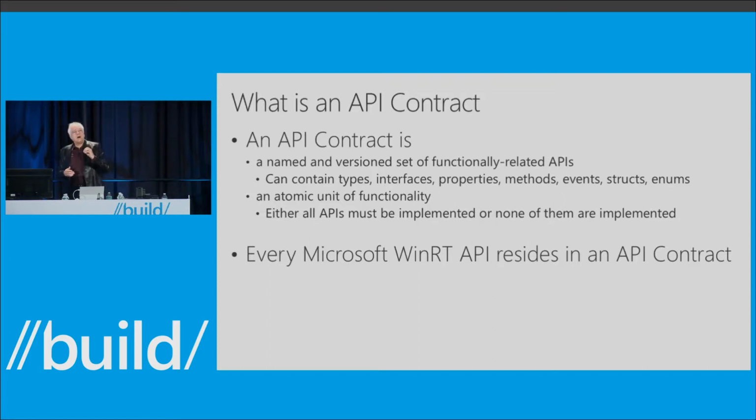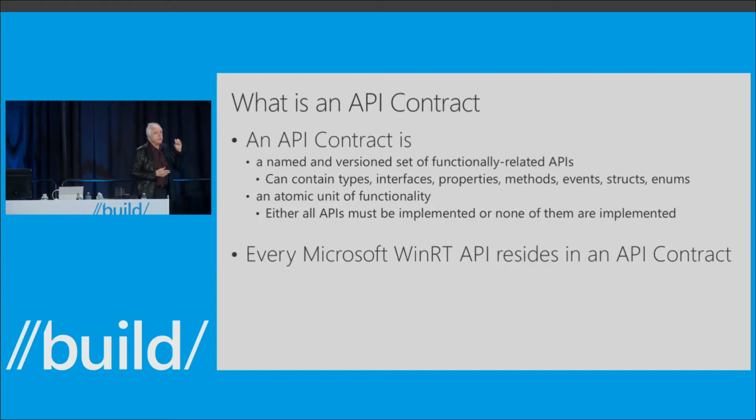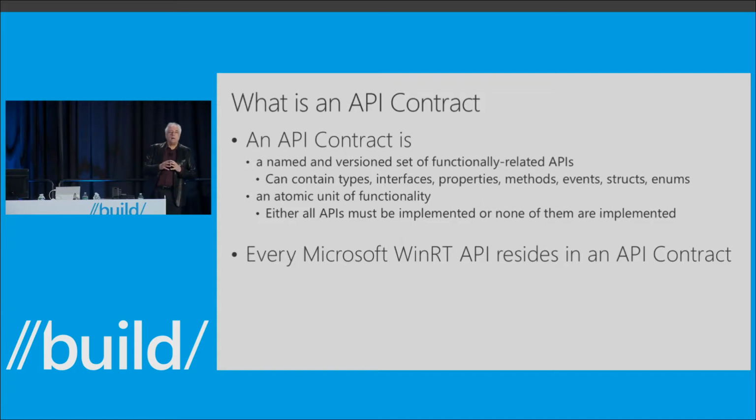It's also atomic. When we say we implement an API contract, we guarantee that a given OS will implement all the methods in that contract, all the types, all the structs, all the enums, all the values, or none of them. It is not allowed, and we enforce this by policy and through engineering at Microsoft, for them to say, you know, Class A I like, but Class B, part of the same contract, I'm not going to implement. No, then you don't implement the contract.